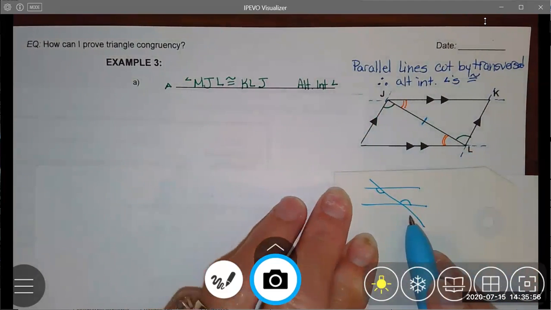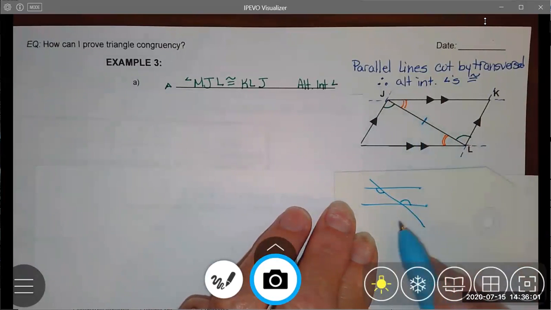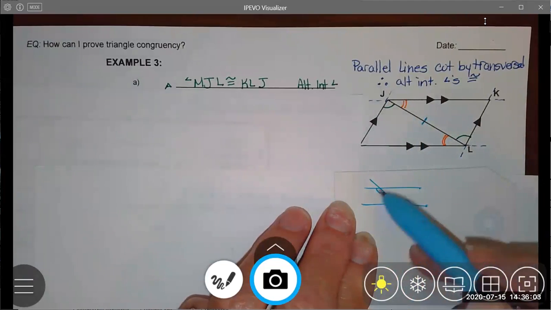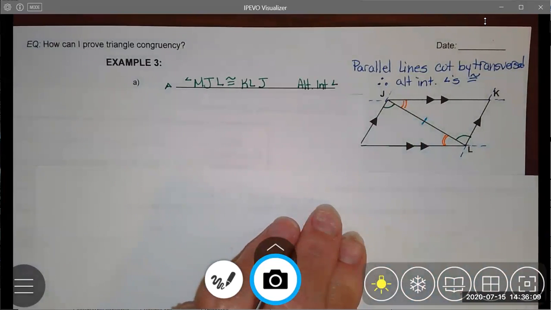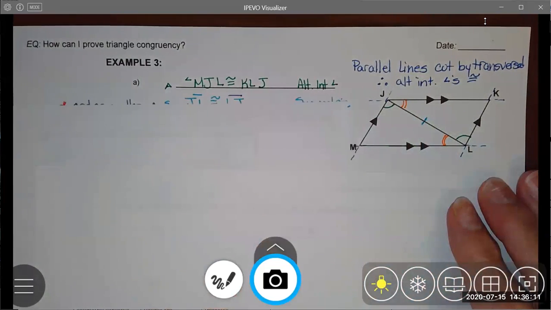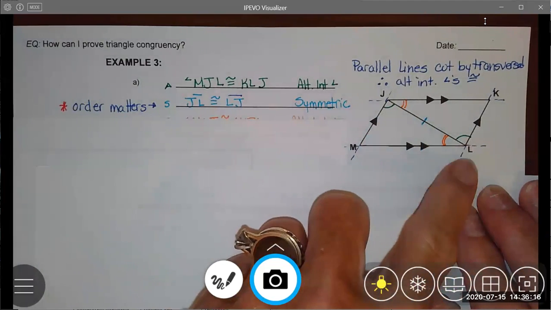Now my picture down here looks considerably different than this picture up here because I didn't do the triangles and I don't have sides and all that. But if you draw your parallel lines off separately, sometimes it's easier to see those angle congruencies. The next thing I know is that JL is congruent to LJ.